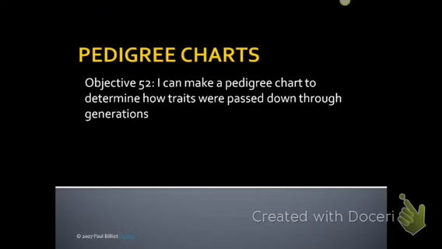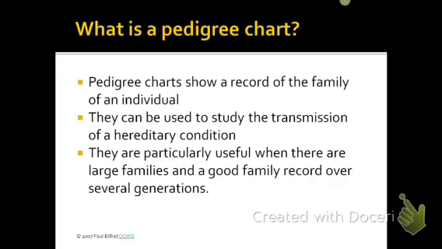Okay, moving on to Objective 52, which is on pedigree charts. I can make a pedigree chart to determine how traits were passed down through generations. Pedigree charts are really helpful if you're trying to show a record of your family. It's the same as your family tree. So if we're talking about a pedigree chart and you use the word family tree, they mean the same thing.